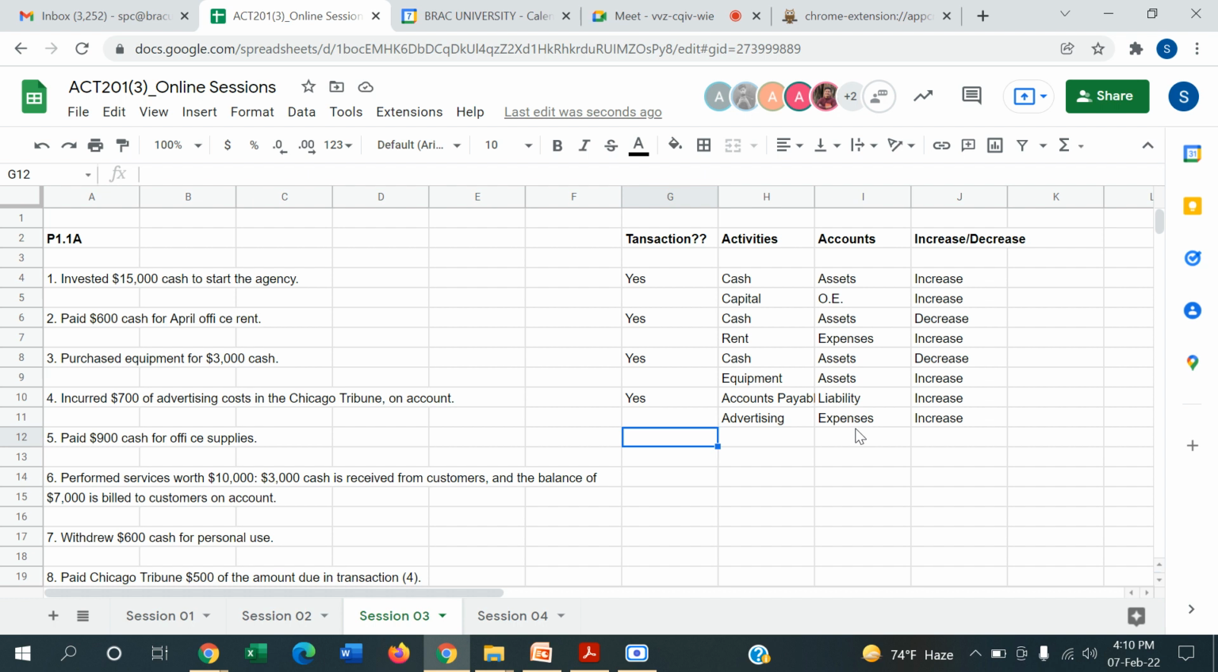Next one: paid 900 cash for office supplies. Definitely, it's a transaction. Yes, sir. Then cash and supplies. Both are assets.